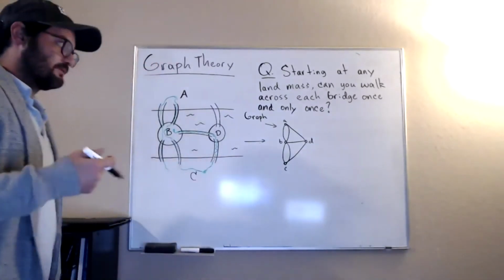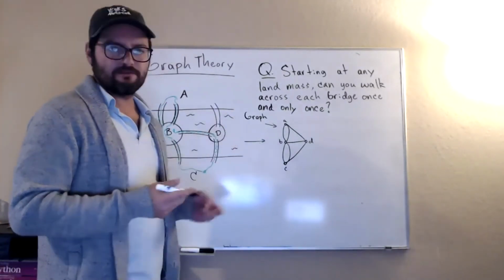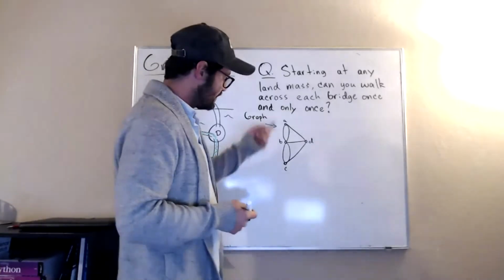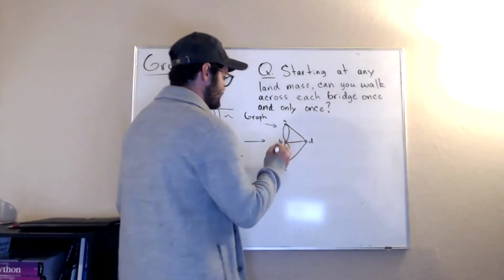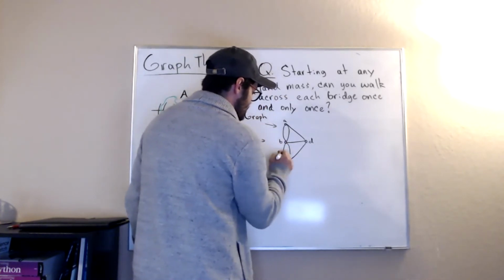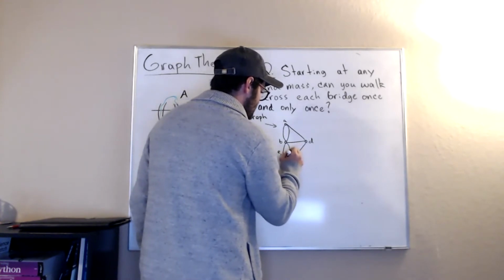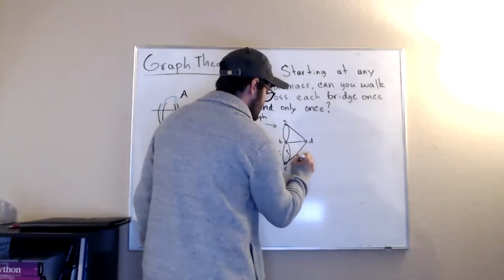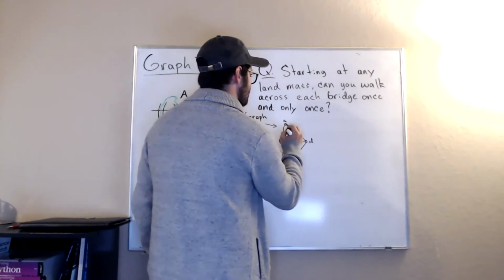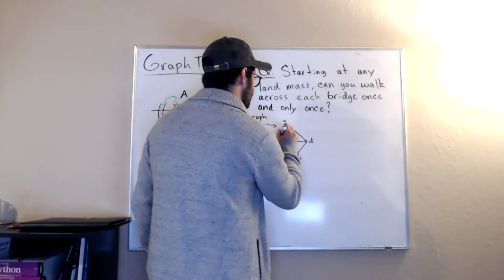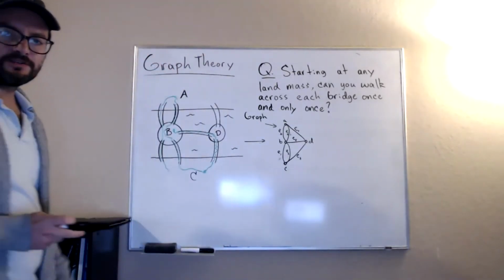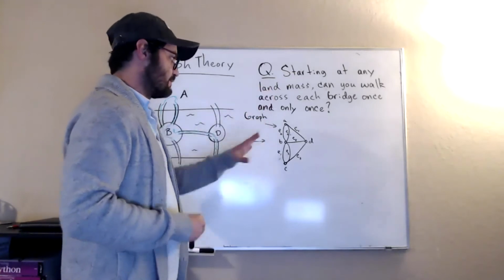I guess it is formal, I'm just not writing it down. A graph is simply a collection, a set of vertices and a set of edges. So here we have a set of vertices, A, B, C, and D, and then there are edges, E1 here maybe, E2 here, E3, E4, E5, E6, E7. So a graph is simply a collection of vertices and edges, and that's what this is.